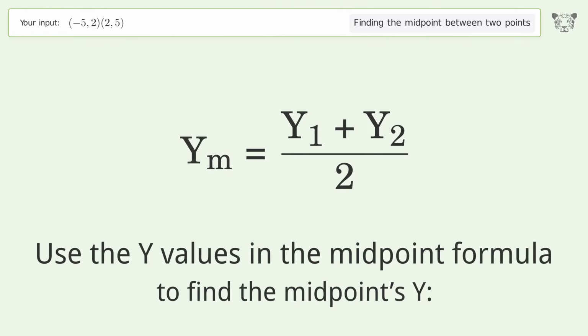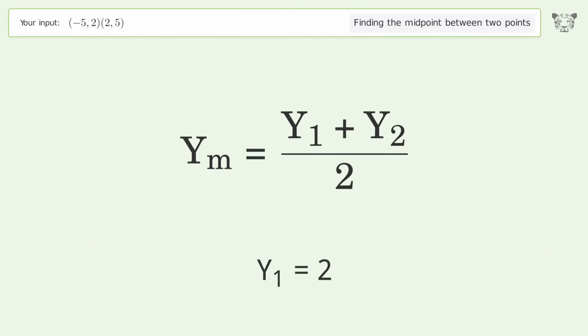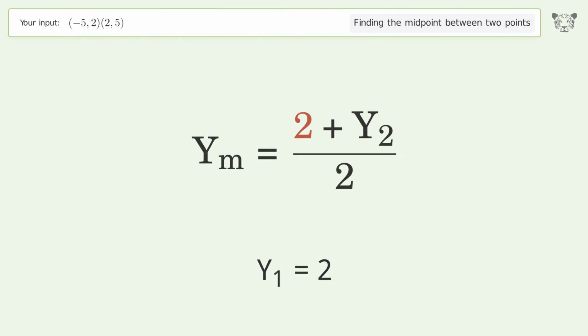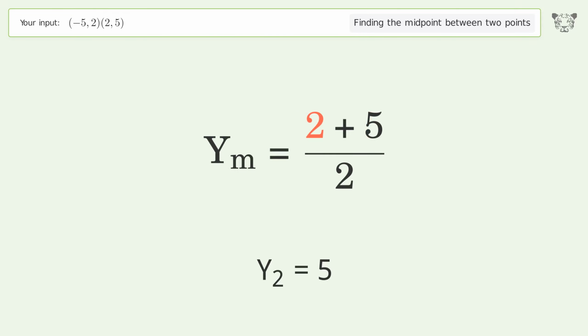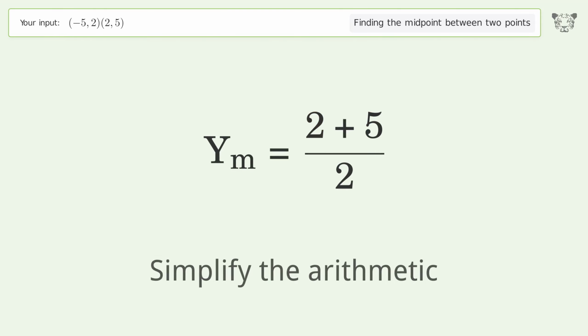Use the y values in the midpoint formula to find the midpoint's y. y1 equals 2. y2 equals 5. Simplify the arithmetic.